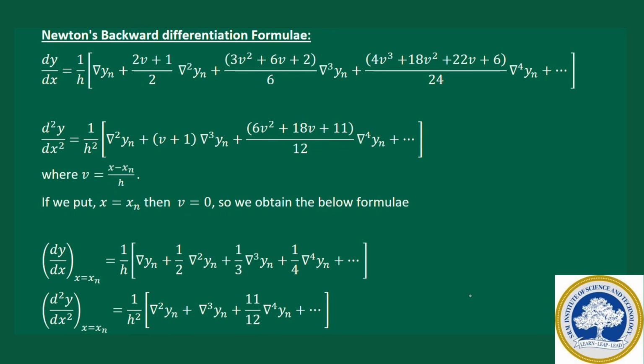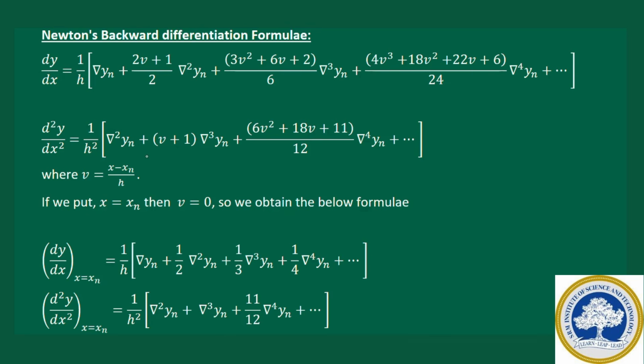Next is Newton's backward differentiation formula. This we derive from Newton's backward interpolation formula. The first order derivative gives dy by dx, and if you notice, the formula is in terms of v, where v takes the value x minus xn by h. Similarly, if you differentiate once again, you will get the second order derivative, d square y by dx square, which is also in terms of v.